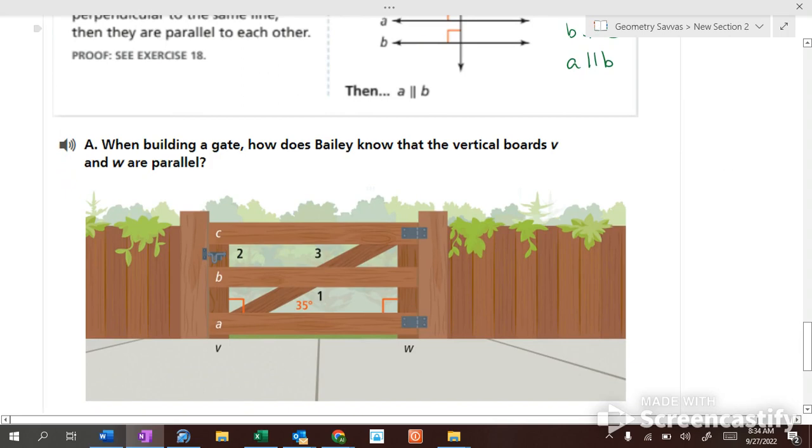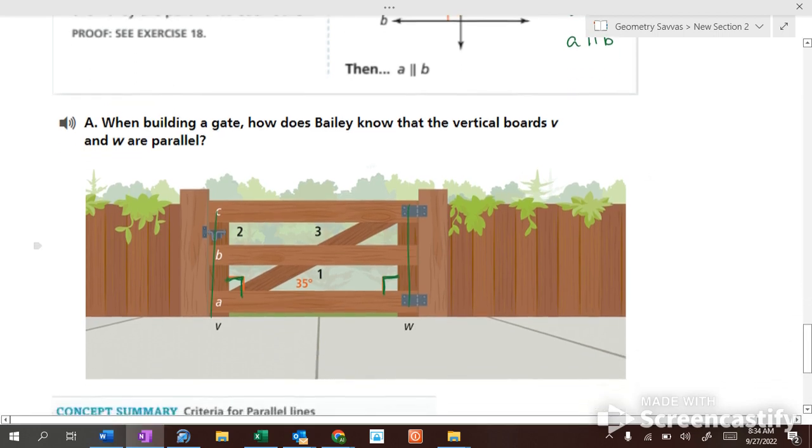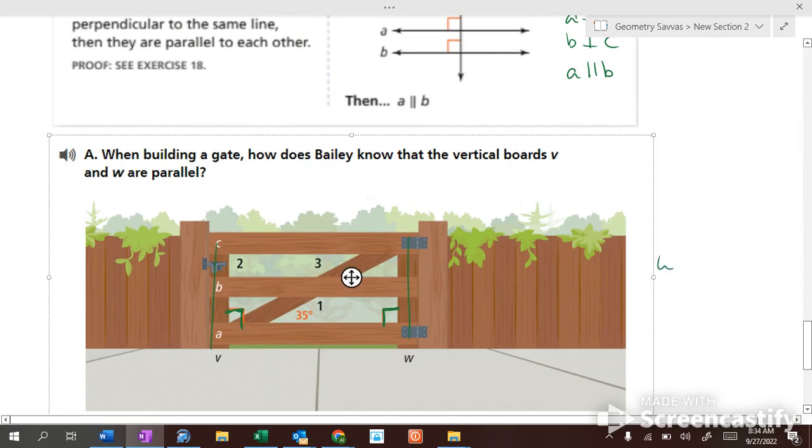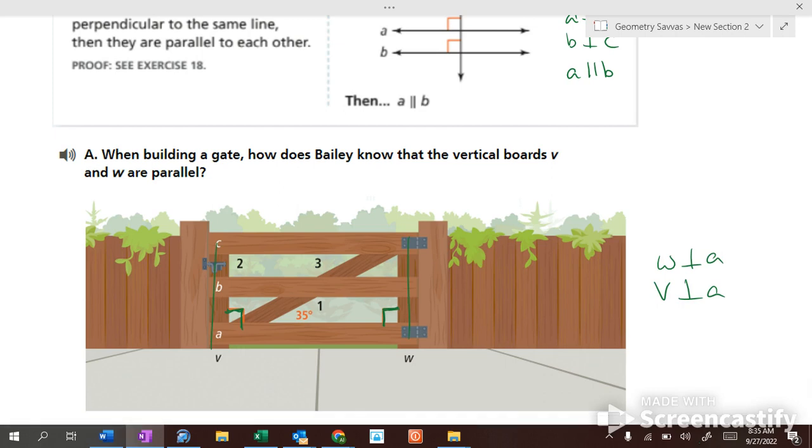So when building a gate, how does Bailey know that the vertical board V and W, this board and this board, how does she know that they're parallel to each other? Well, we have a right angle here and a right angle here. So that's right up here. W is perpendicular to A and V is perpendicular to A. Two lines that are perpendicular to the same line are parallel to each other.